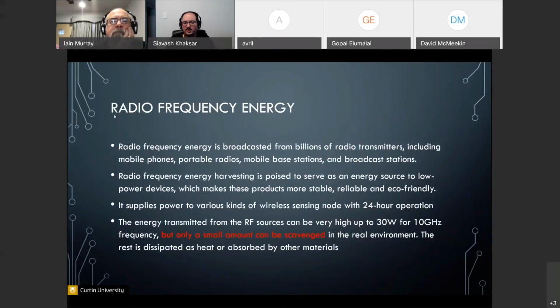And the final type, radio frequency energy harvesting, which is broadcast from billions of radio transmitters, including mobile phones, portable radios, and mobile base stations. This harvesting is supposed to serve as an energy source for low power devices, which makes our products more stable, reliable, and eco-friendly. It supplies power to various kinds of wireless sensing nodes with 24-hour operation. The problem is only a small amount of energy can be scavenged through this method, and the rest is dissipated through heat and absorbed by other materials. So that's an interesting area of research.